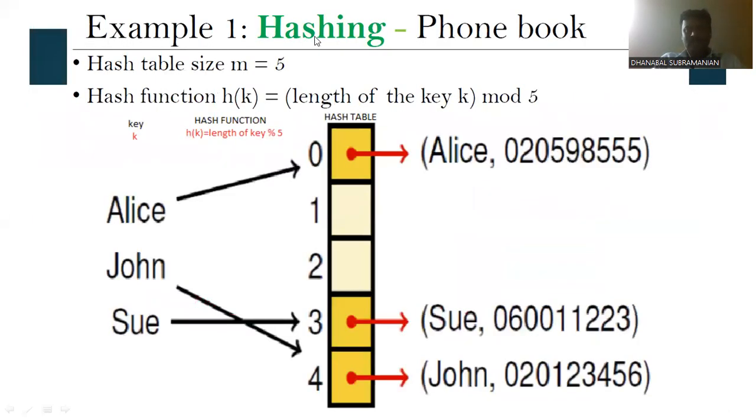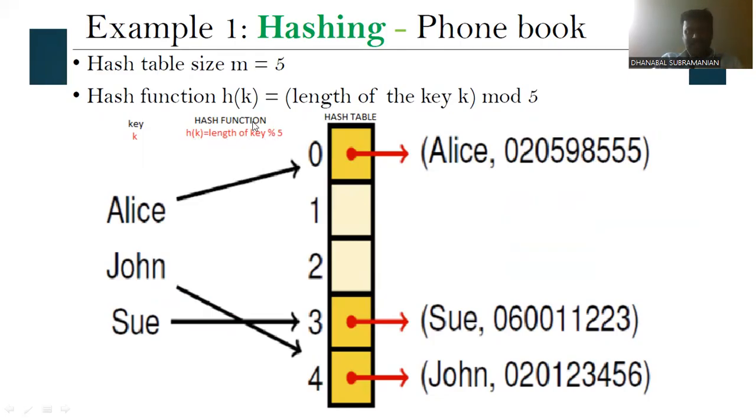Then here is an example of hashing with a phone book. Hash table size m equal to 5. m equal to 5 is nothing but 5 memory locations in your computer, starting from 0 to 4. It's called a hash table, with locations 0, 1, 2, 3, 4. Then how to generate the hash key value? Using a hash function h of k equal to length of key modulus 5.